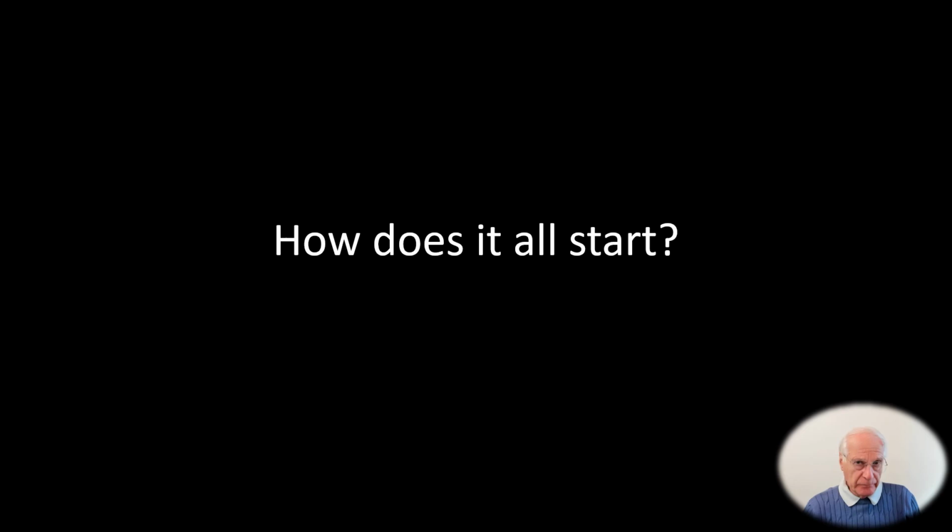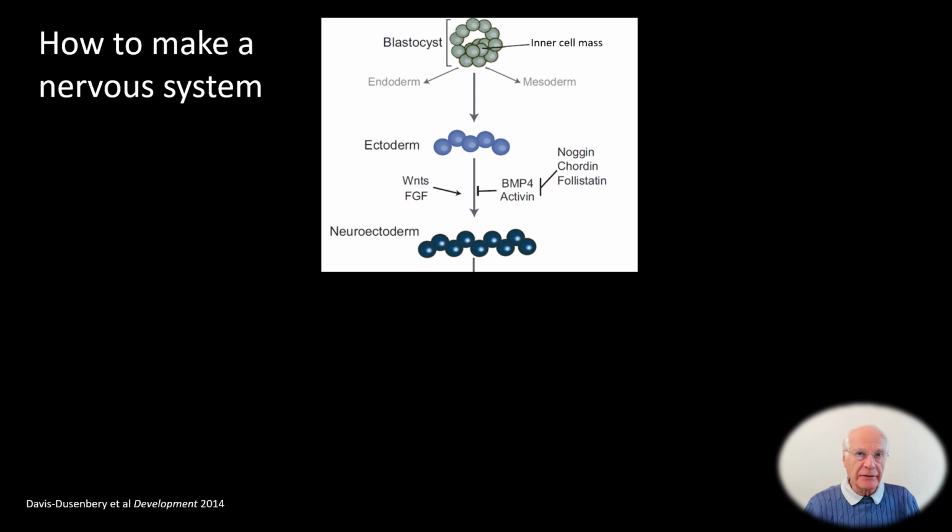I first summarize the main embryological steps leading to the formation of the nervous system. After the initial cell divisions of the zygote, the blastocyst has an inner cell mass that differentiates in endoderm, mesoderm, and ectoderm during gastrulation. Most of the ectoderm becomes the skin, but the narrow central strip becomes the neural plate and then the neural tube.